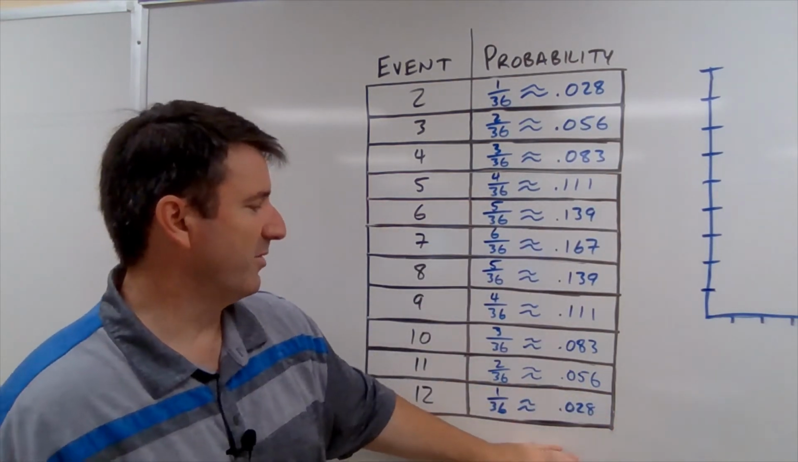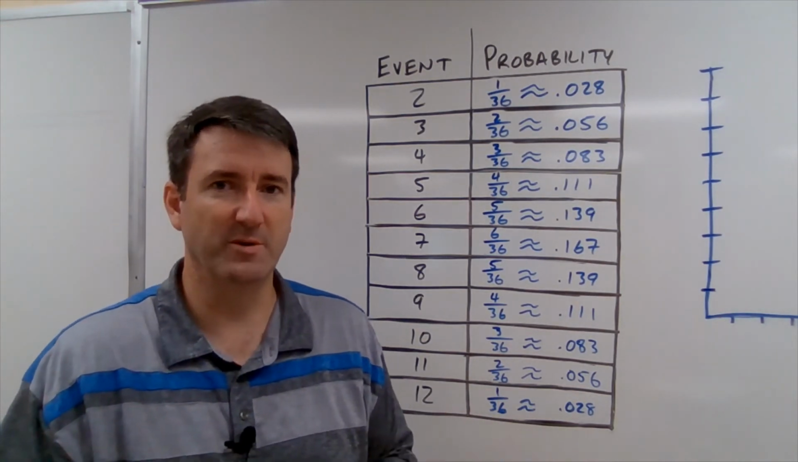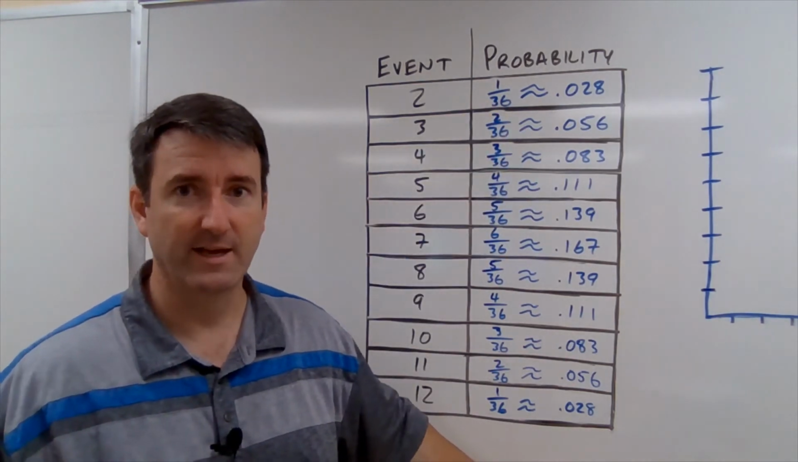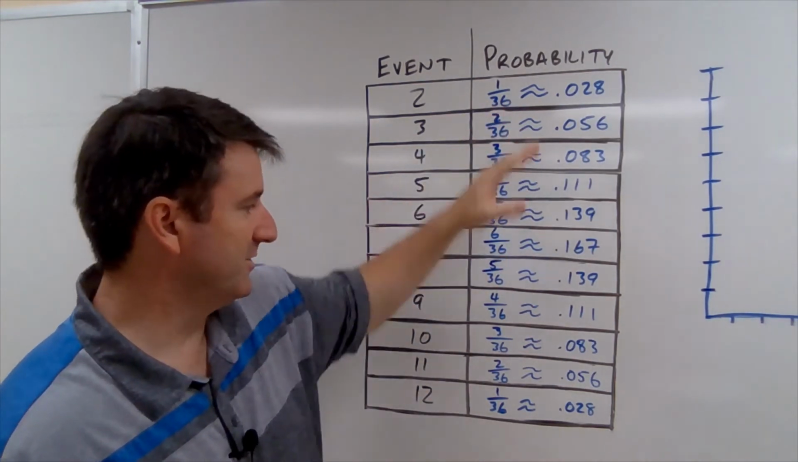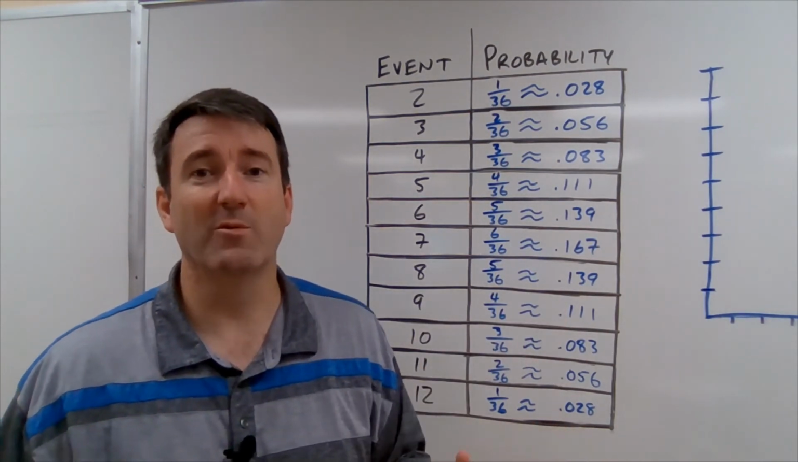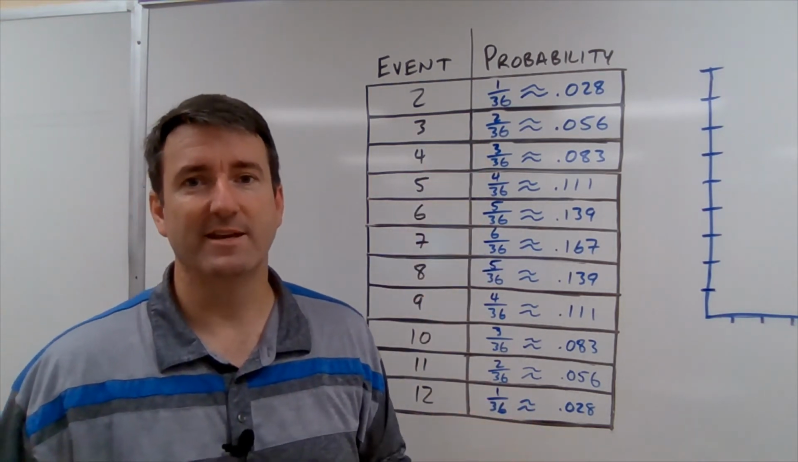But the reason that the probability should always add up to 1 is because in a probability distribution, we've listed the probabilities for every possible event. And so the total of every possible event is going to be a probability of 1. In other words, it's certain that one of these events is going to happen.